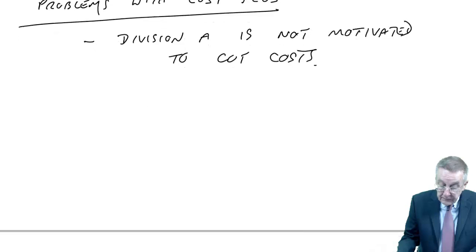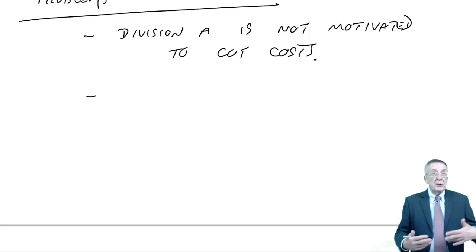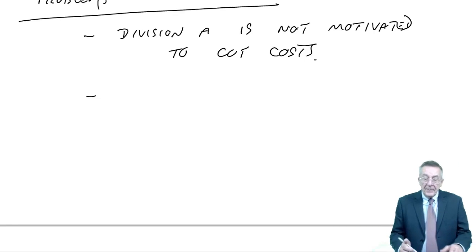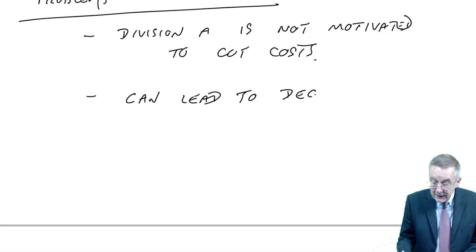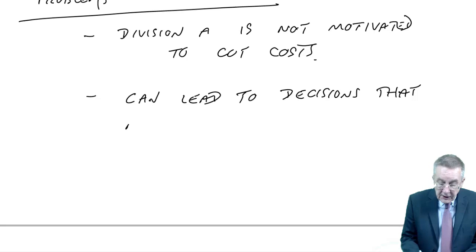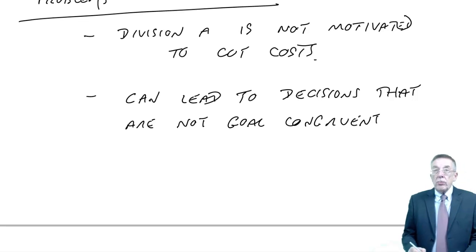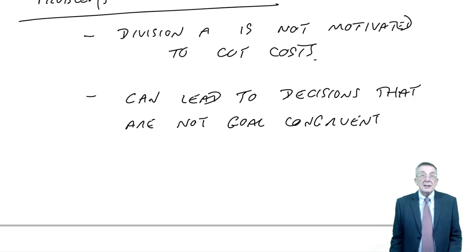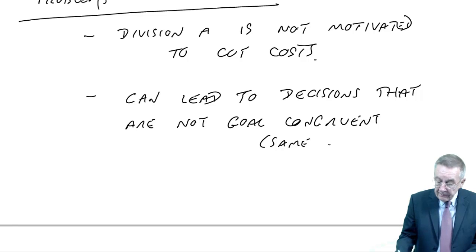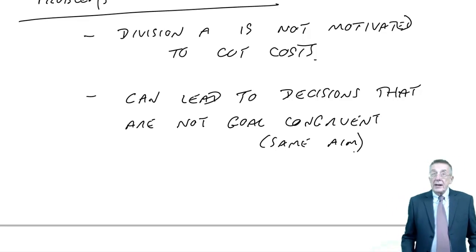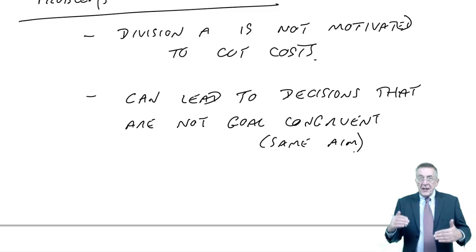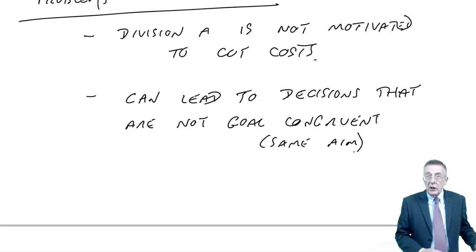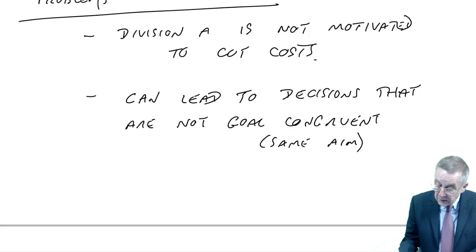But there's another problem as well, which for what follows in the chapter, and what you're really tested on in Transfer Pricing at F5, is it can lead to decisions that are not goal congruent. Now, I did mention the words goal congruent in the lecture on divisionalisation. It means same aim. And as I'm about to illustrate with the third example, we can end up in the situation, if we're not careful, where the managers end up making decisions that are actually not good for the company as a whole. And let me show you what I mean with example 3.